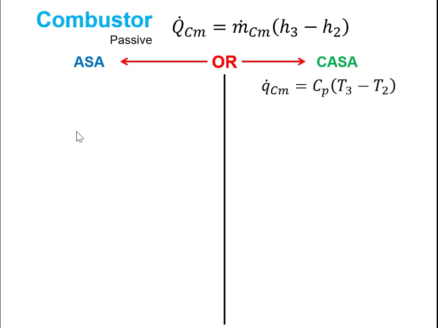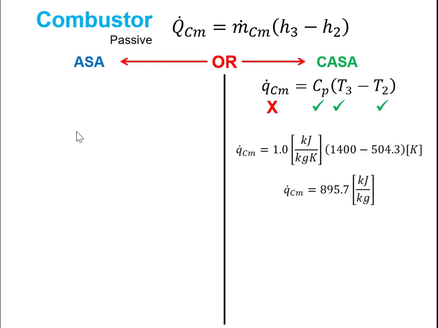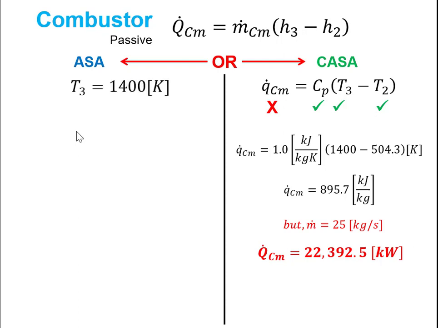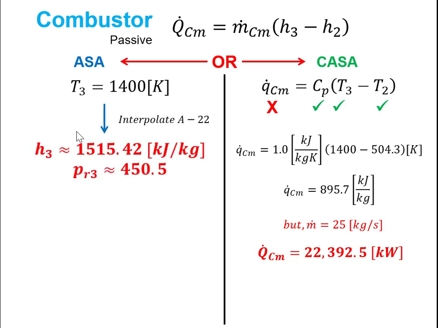For my cold air standard analysis, I get this equation. I don't know Q dot, but I know Cp, T3, and T2. So I can just calculate Q dot here, and I find that with the mass flow rate, that Q dot, big Q dot, in the combustor is 22,392 kilowatts.